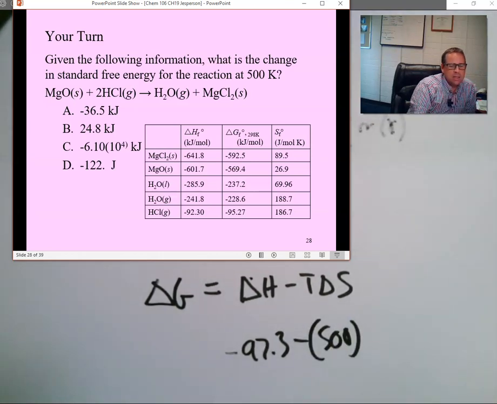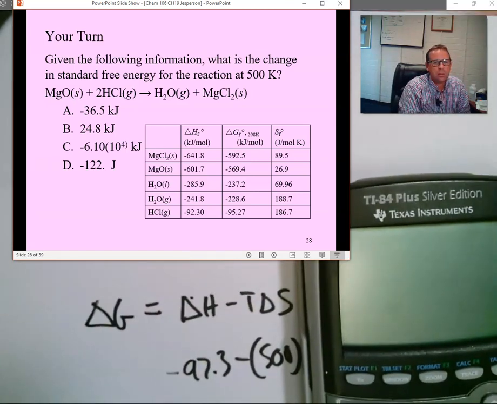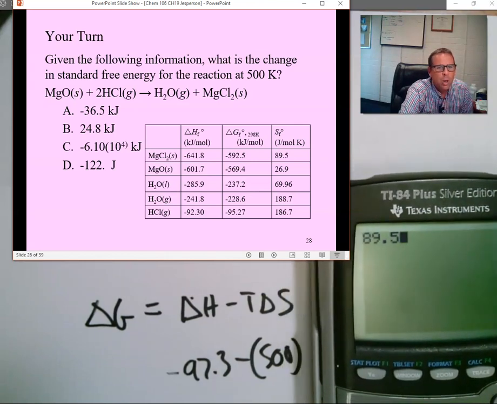How do we get our delta S? Is it also the S of the products minus the S of the reactants? Uh-huh. So, calculator here. What do we got? S, products: magnesium chloride, 89.5. Water.